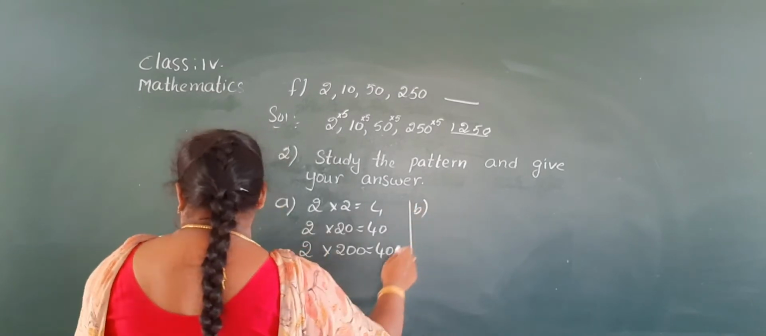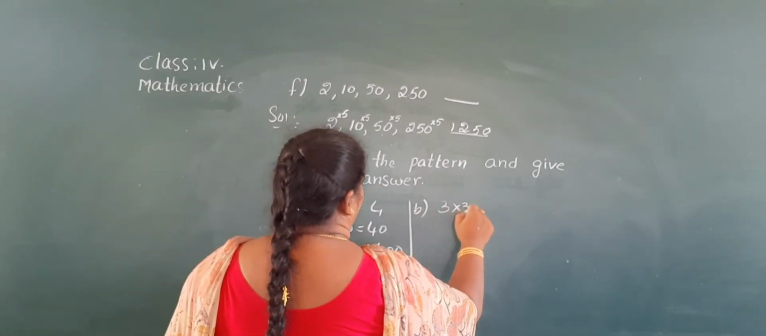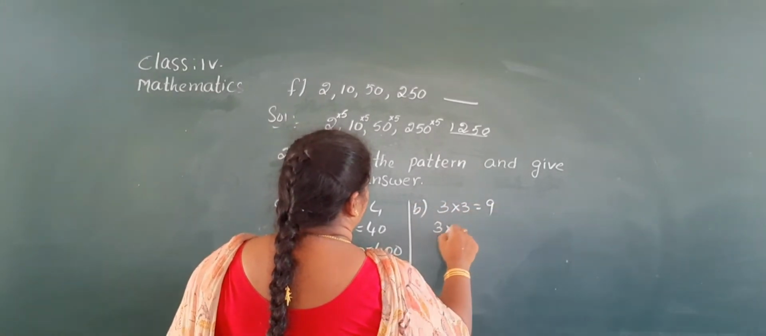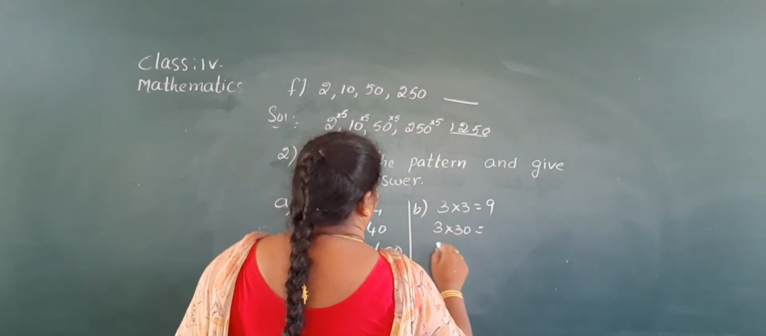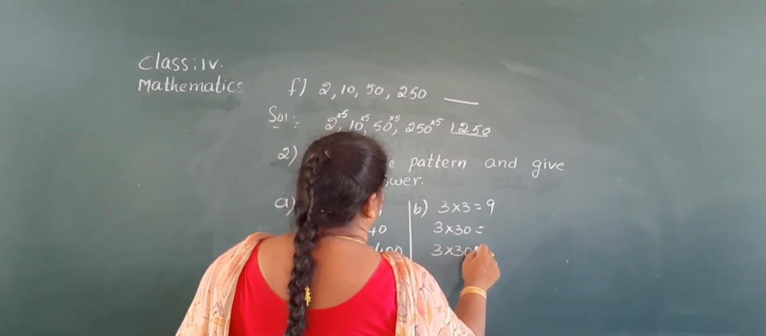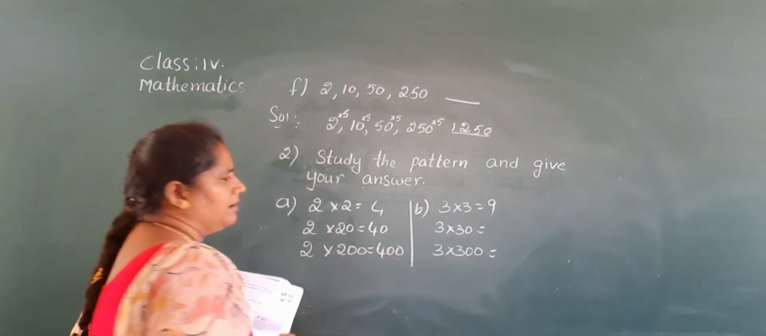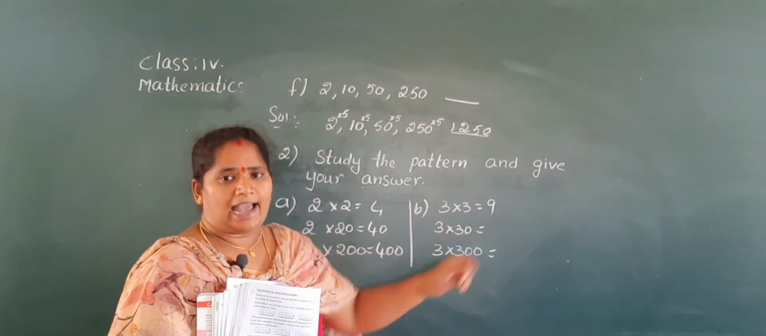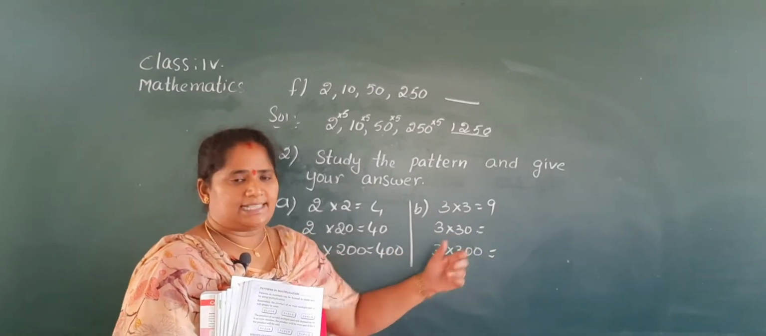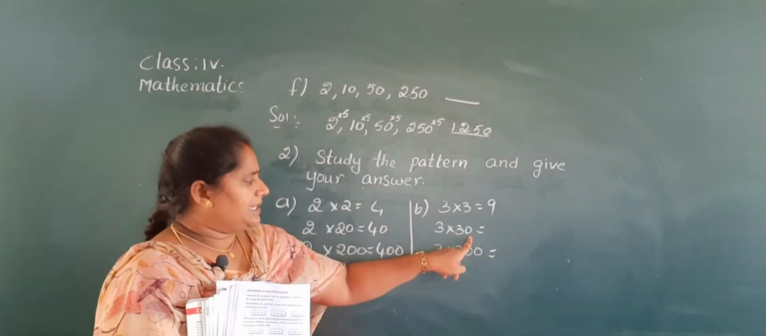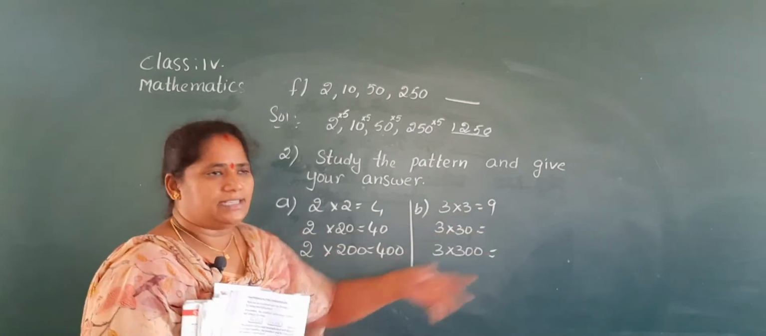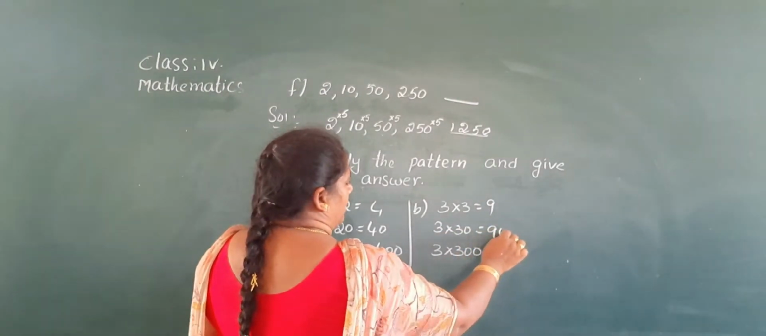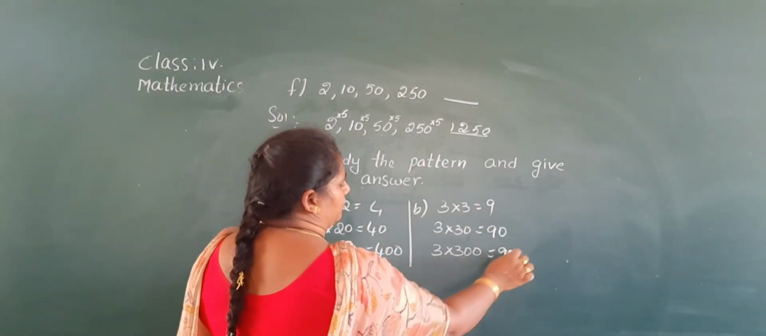Now we will do B. 3 into 3 is 9. 3 into 30. 3 into 300. Okay, so how do we get this answer, children? 3 3s are 9. 3 into 30. See, here 1 zero is there, no, Nana? So you have to keep 1 zero here. 90. And 3 3s are 9 and we'll keep 2 zeros.